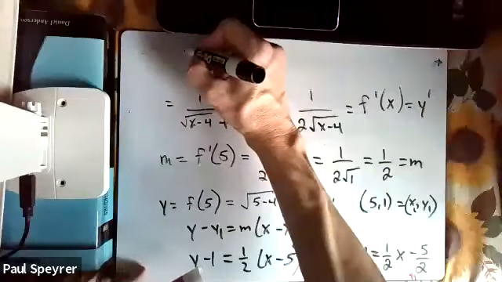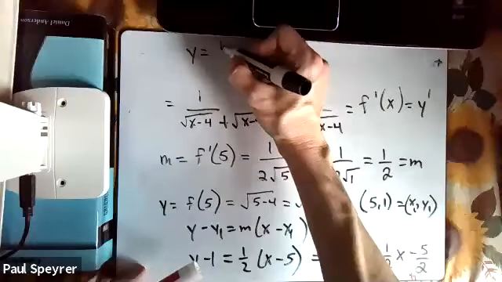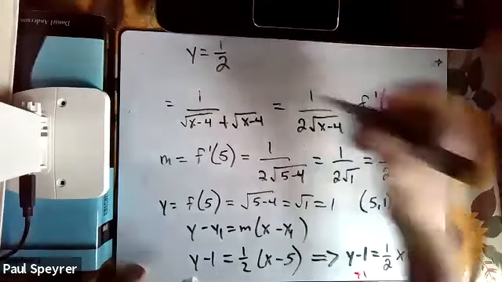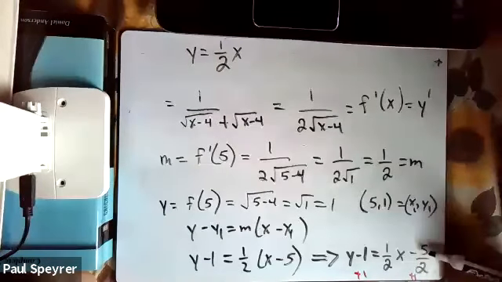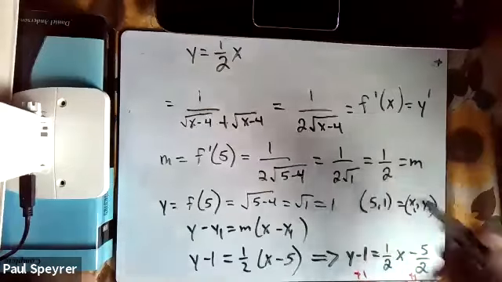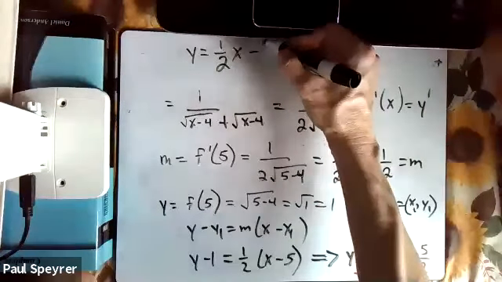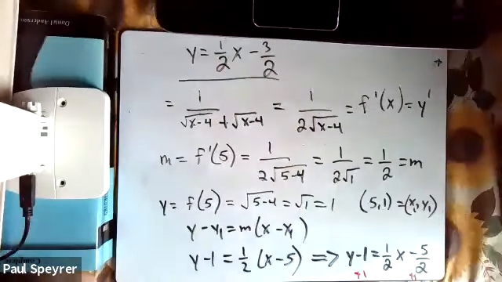So you get y equals 1 half x, and then negative 5 halves plus 1. That's like saying negative 5 halves plus 2 halves, right? Like if you find the LCD. So you get minus 3 halves in the end, like that. So that's your equation of the line.